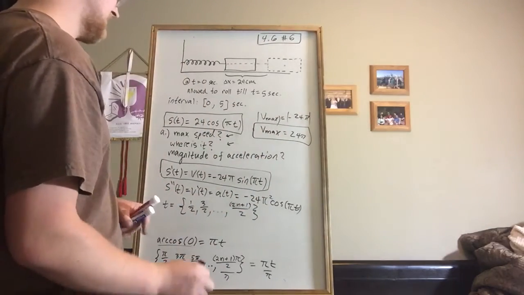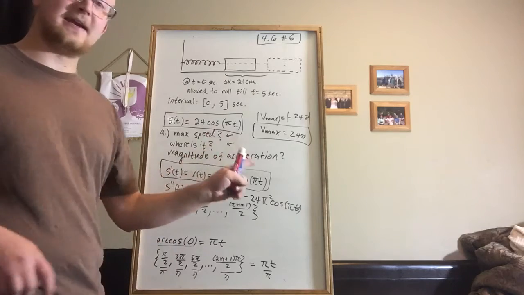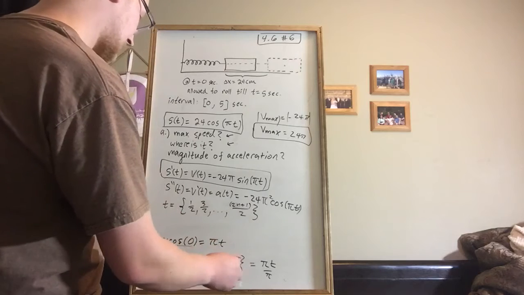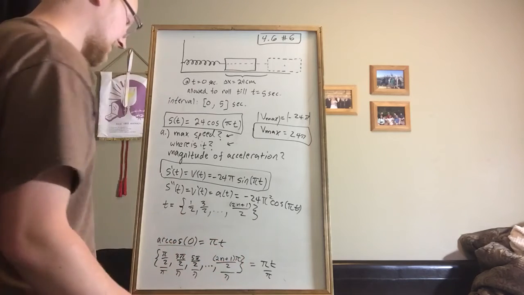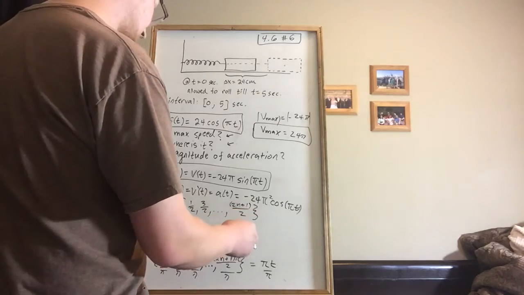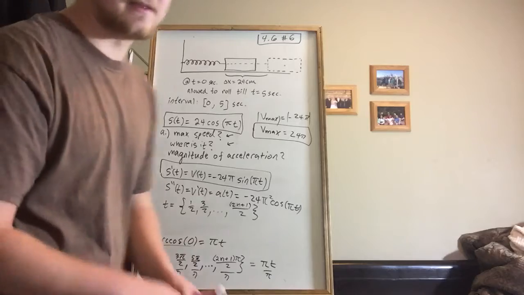The question now is, where is it when this occurs? Well, that one's kind of nice because we already solved for the time. Let's see, where did I write that down? The time at V max we decided was 1/2, 3/2, 5/2, and so on.